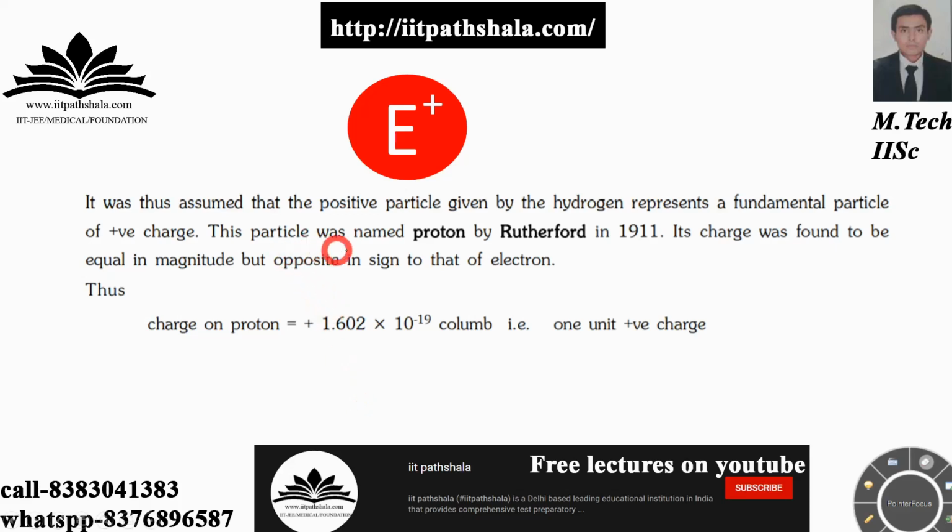This particle was named proton by Rutherford in 1911. Its charge was found to be equal in magnitude but opposite in sign to that of the electron itself, guys. So the charge on a proton is nothing but positive 1.6 × 10^-19 coulomb. Okay, one unit positive charge.